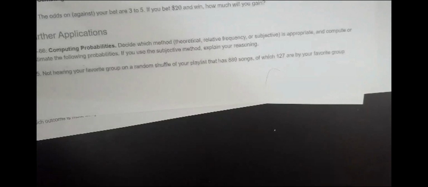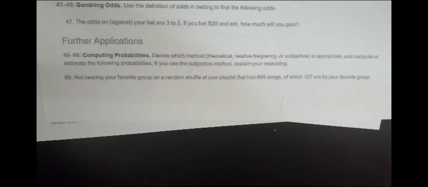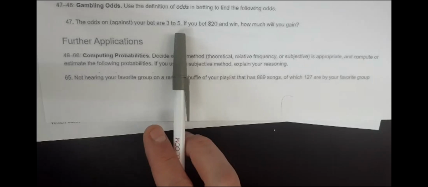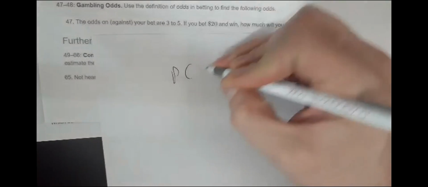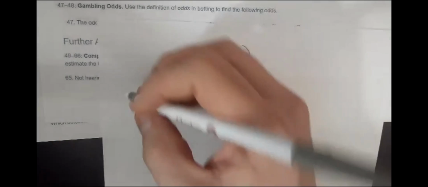Odds. Oh man. So this, if I'm being honest, I wouldn't know this unless I taught this class. Odds against or odds on something. If we're betting 3 to 5, what this means is for every $5 we bet, we're going to make $3 back. Or we will be winning $3. So if we bet $20, how much will you gain? And I think it was like P of not A and P of A, the odds against. It's something like this. This is odds against A.